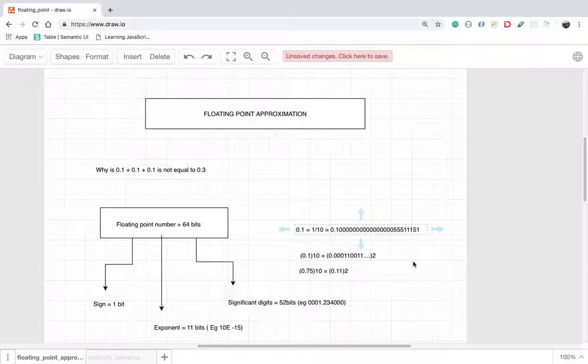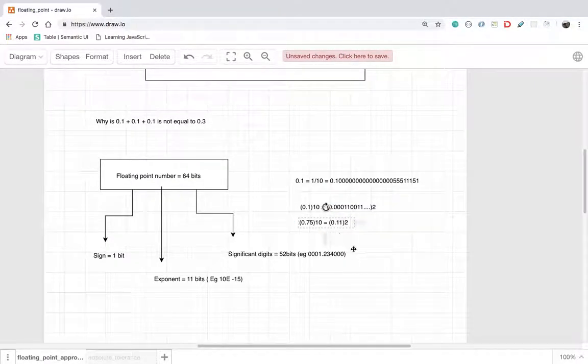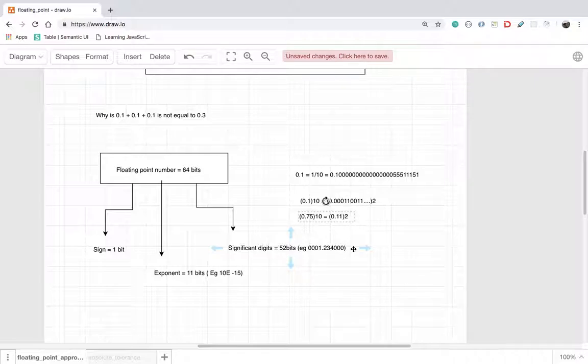Some numbers have a finite binary representation and a few of them do not. For example, 0.75 base 10 has a finite binary representation of 0.11 base 2 and it gives us the exact float representation, whereas 0.1, on the other hand, has an infinite binary representation and it gives us the approximate float representation. That is why 0.1 plus 0.1 plus 0.1 is not equal to 0.3, and it fails the equality test when we check the equality and we get false.